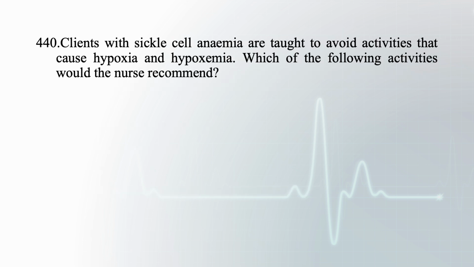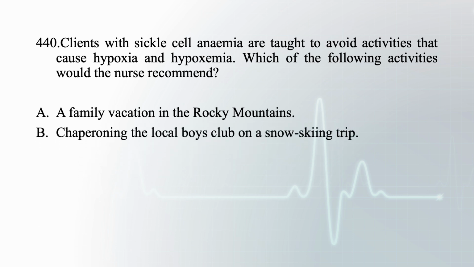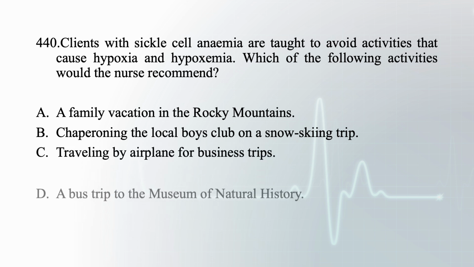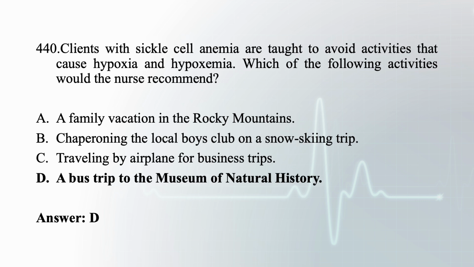Question number 440. Clients with sickle cell anemia are taught to avoid activities that cause hypoxia and hypoxemia. Which of the following activities would the nurse recommend? Option A, family vacation in the Rocky Mountains. Option B, chaperoning the local boys club on a snow skiing trip. Option C, traveling by airplane for business trips. Option D, a bus trip to the Museum of Natural History. The correct answer is option D, a bus trip to the Museum of Natural History.